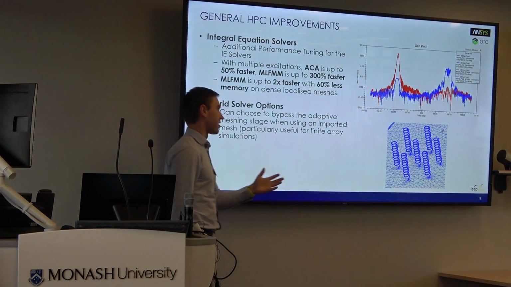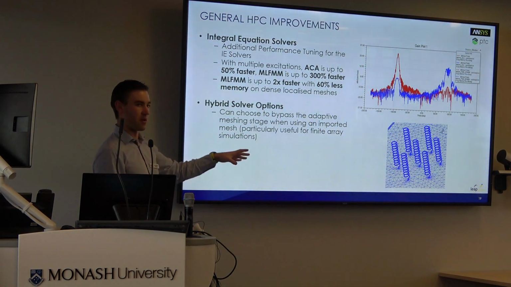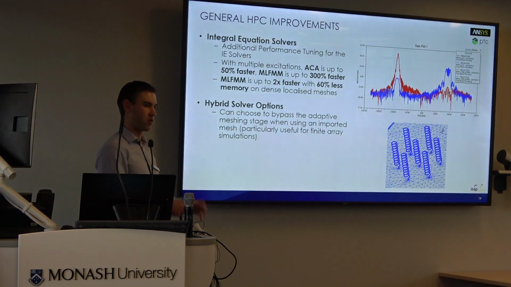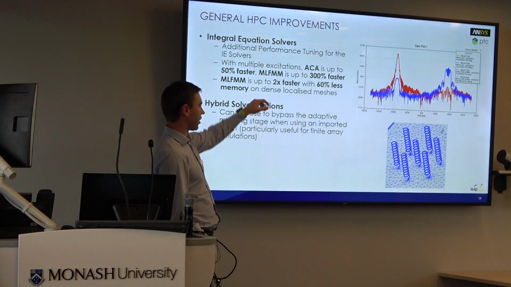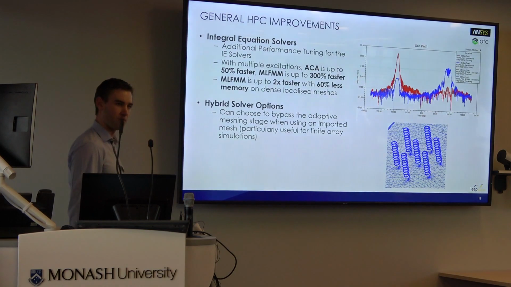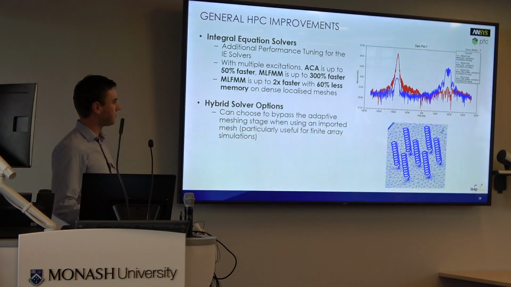So now with a few extra enhancements, both of our solvers are quite dramatically faster: 50% for the ACA, which is the one used for very complicated surfaces, and 300% for the MLFMM solver, which is used for very big, simple ones.